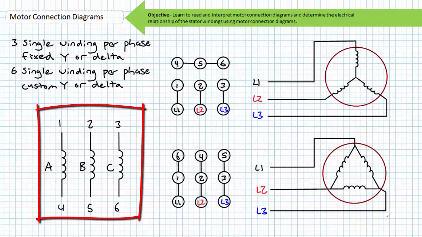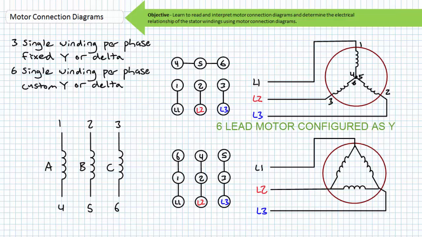Here I've drawn the A winding with terminals 1 and 4, the B winding with terminals 2 and 5, and the C winding with terminals 3 and 6. If one wanted to place this 6-lead motor into a Y configuration, terminals 4, 5, and 6 are tied together forming a central junction of the Y.